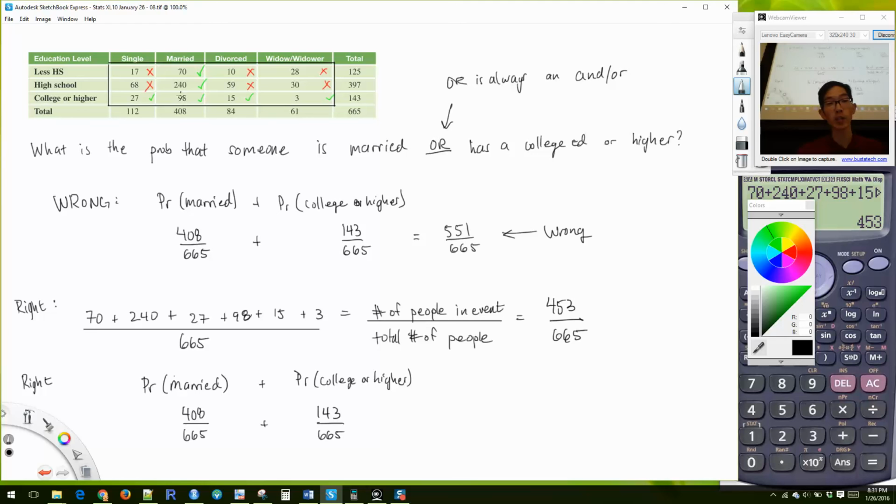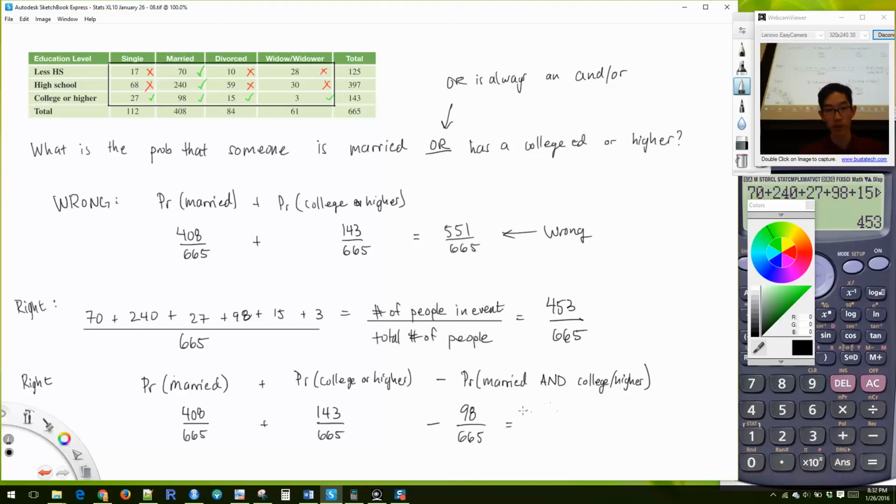So what's happened is I've taken this number 98 and included it twice, because those 98 people are included in this number of 408, and those 98 people are also included in this number 143. So what I have to do is subtract off that overlap, and I would subtract off those who are married and college or higher. Okay, so I would subtract off 98 over 665.